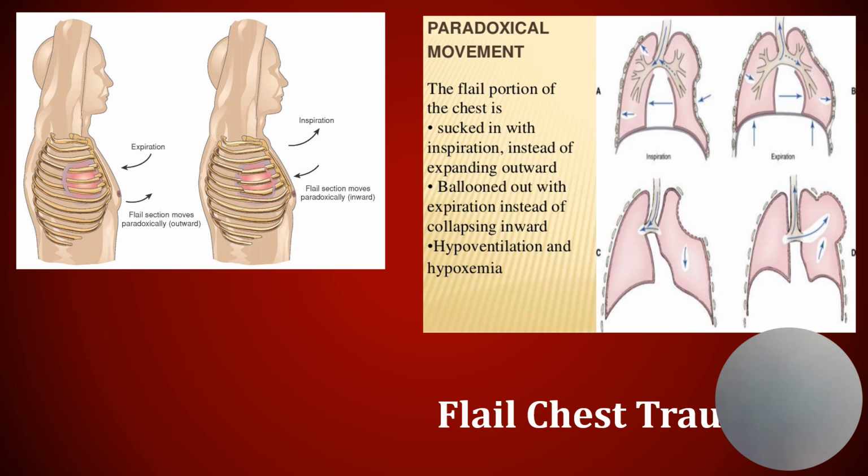A flail chest is usually caused by blunt trauma, and one of the most common causes is going to be a high speed vehicle crash. It can also occur from CPR where the ribs have a bilateral separation anteriorly from the cartilage connections without an actual rib fracture.